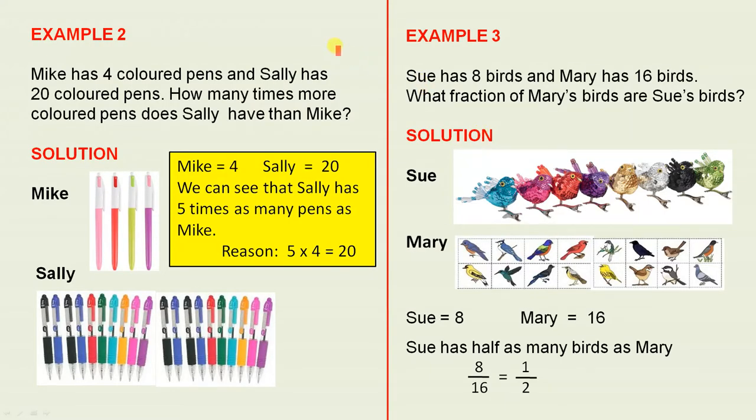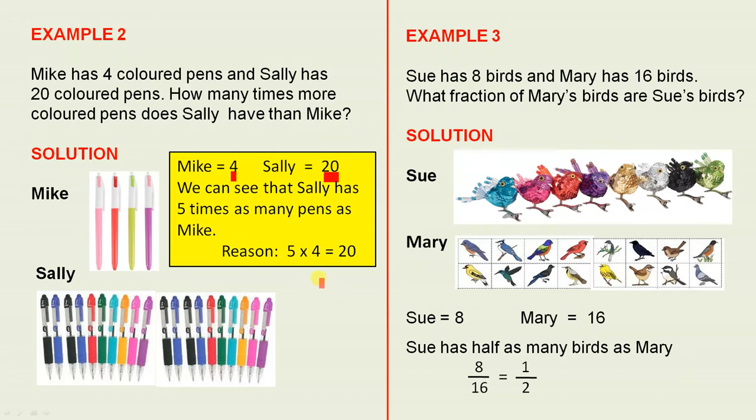Example 2. Mike has 4 coloured pens and Sally has 20 coloured pens. How many times more coloured pens does Sally have than Mike? Right, so here are Mike's pens. Here are Sally's pens. So Mike has 4, Sally has 20. We can see that Sally has 5 times as many pens as Mike.